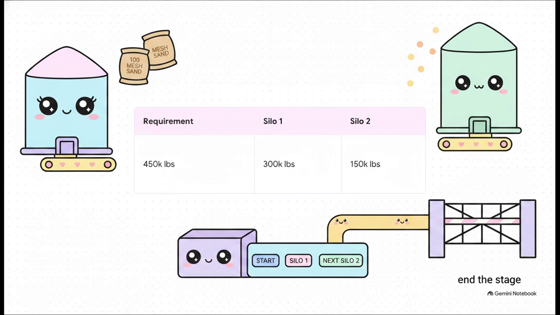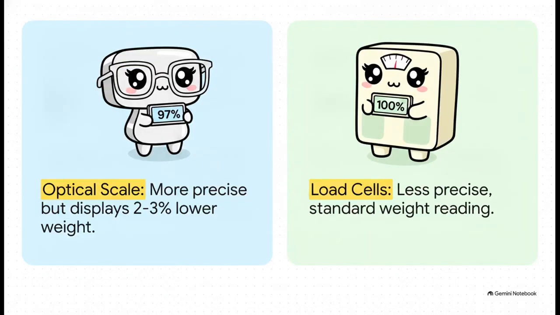Let's look at a practical math scenario so you can see just how seamless this really is. Say your stage requires 450,000 pounds of 100 mesh sand. Silo 1 only has 300,000 pounds, but Silo 2 also has 300,000 pounds of that exact same mesh. All you do is set Start Silo to 1 and Next Silo to 2. The DTF will flawlessly dose the first 300,000 pounds from Silo 1, automatically swap over to Silo 2 without missing a beat, dose the remaining 150,000 pounds, and then independently close the gates to end the stage. It's beautiful.